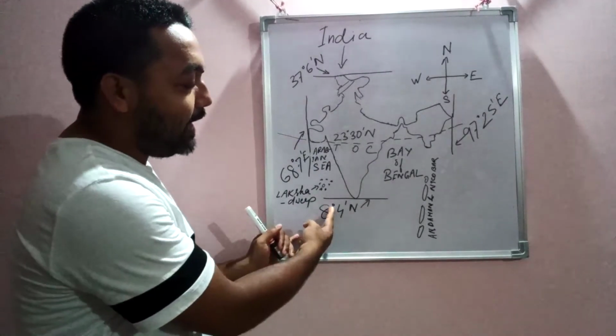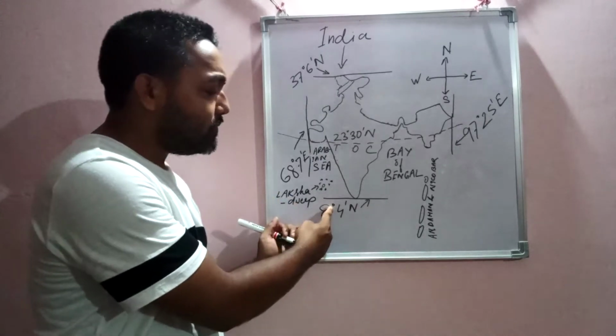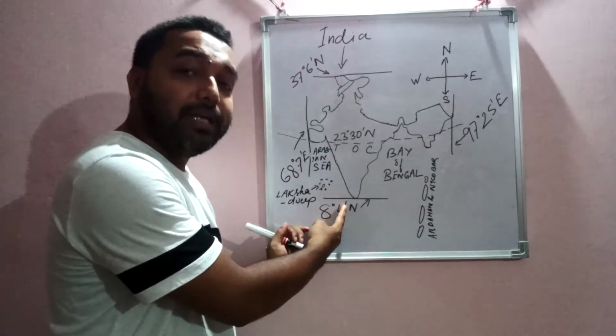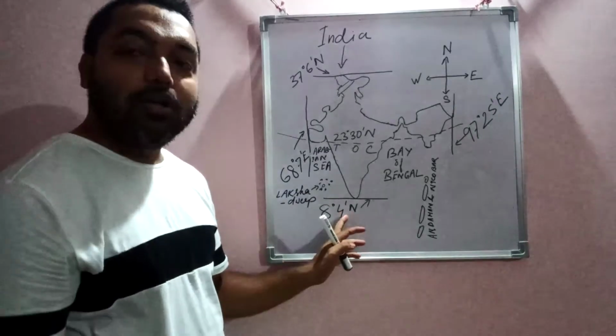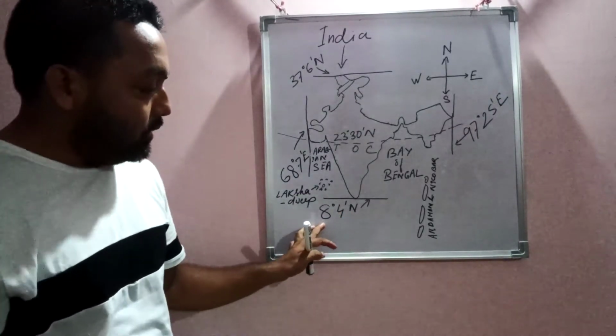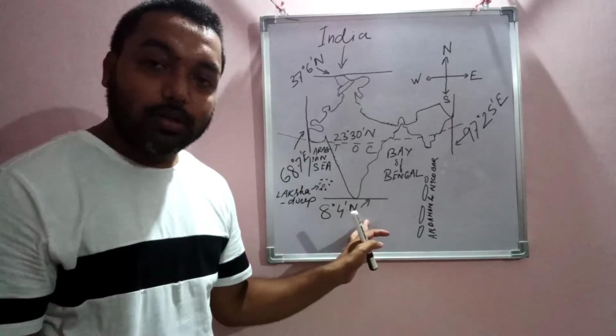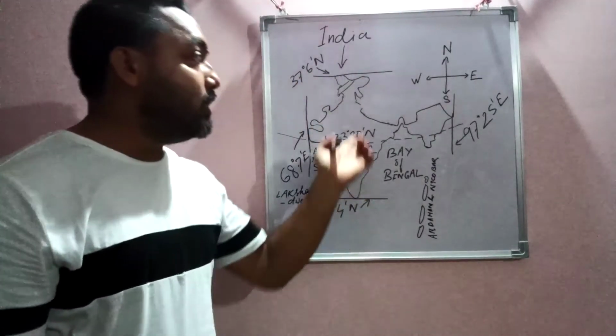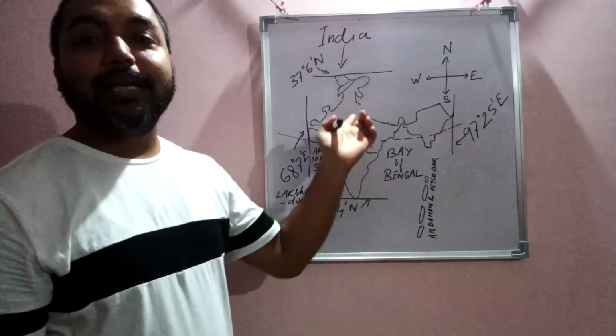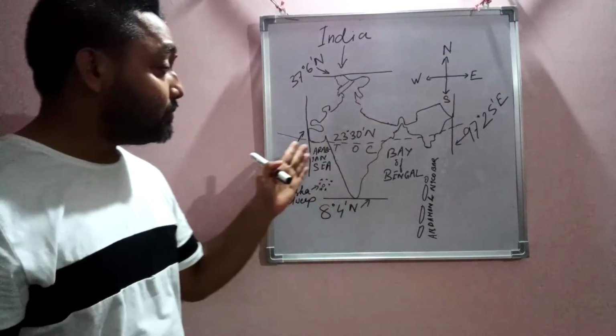Here, this symbol I have used is called degree, and this symbol is minute. Minute is the subdivision of degree. So 8 degree 4 minute north to 37 degree 6 minute north latitude. Between this latitude, the mainland of India extends.